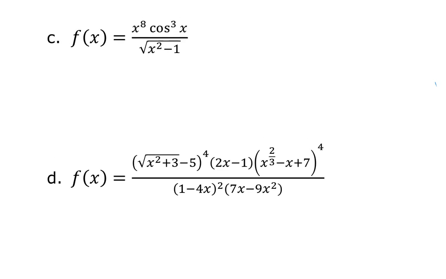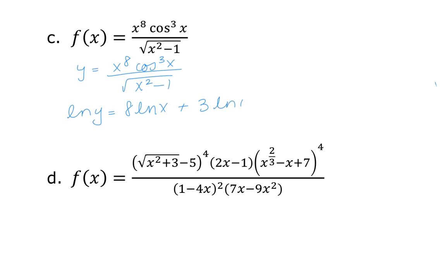Now C, I'm going to rewrite this as y is equal to x to the 8th, the cosine cubed of x, divided by the square root of x squared minus 1. So then the natural log of y is equal to, now when I take the natural log of the right-hand side, to save myself time and energy I'm also going to use the laws of logs to expand this out. So this will be 8 natural log of x, plus 3 natural log of the cosine of x, minus 1/2 natural log of x squared minus 1.